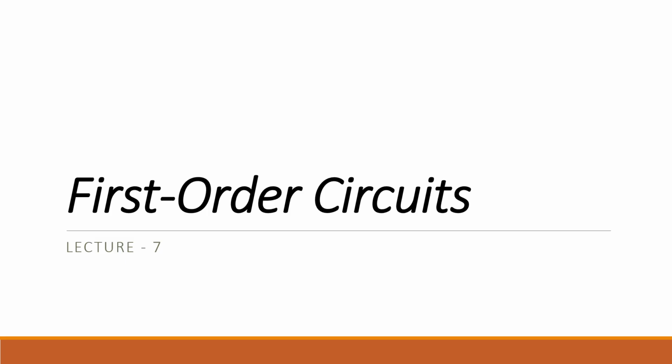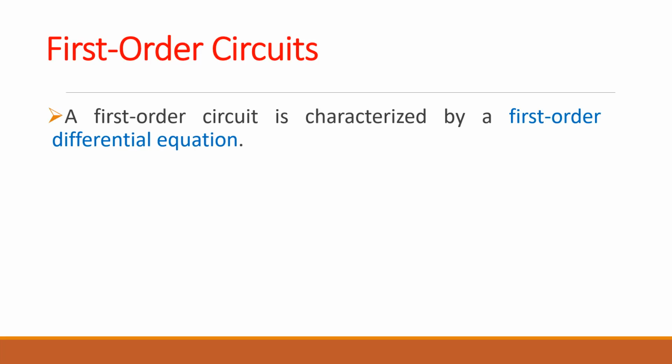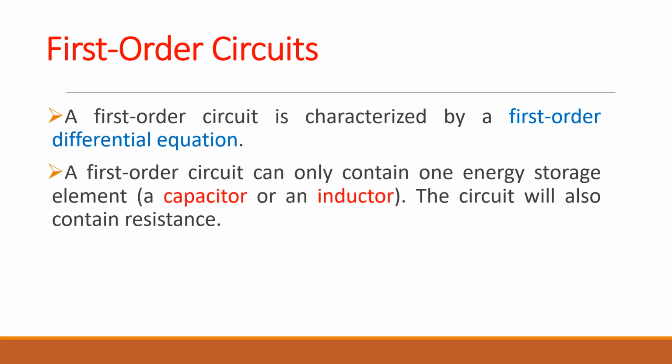But this time we are going to learn what is happening while we are charging and discharging. Okay, so it's really important. As I have mentioned, you have one question in your final exam. A first order circuit is characterized by a first order differential equation. That's why we call them first order circuits. These circuits can only contain one energy storage element, so it can be either a capacitor or an inductor, and with resistors.